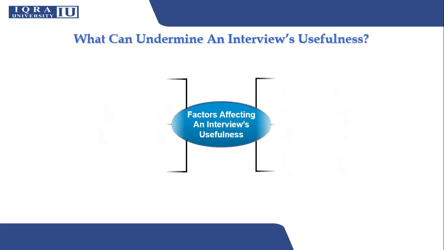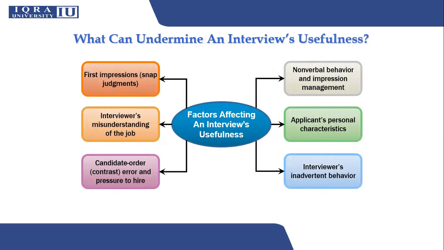Now moving on to this thing. What can undermine an interview's usefulness? There are six points that you need to consider. They are actually the factors that affect an interview's usefulness. First is first impression, the snap judgment. Now, what is this snap judgment? Interviewer's misunderstanding of the job, candidate order, contrast error, and pressure to hire. All these things I'm going to discuss with you in the next slide.